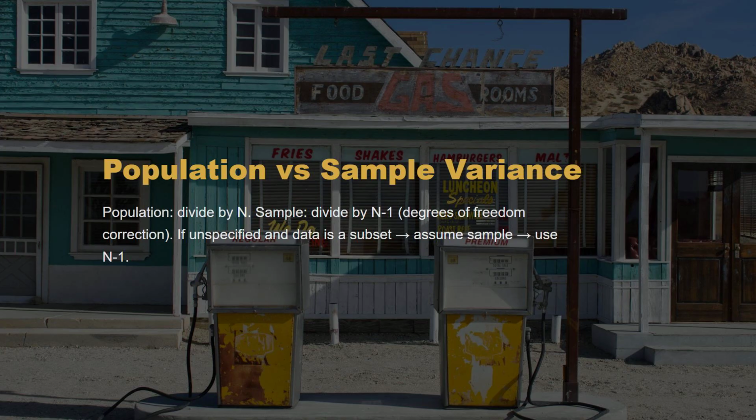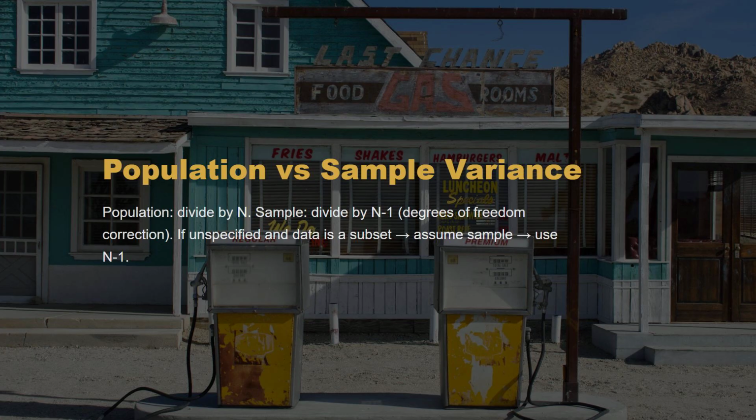N minus 1 is called the degrees of freedom. You had n independent pieces of information, but you used one of them to estimate the mean, leaving n minus 1 for estimating the spread. Exam rule. If they say population, divide by n. If they say sample, divide by n minus 1. If they do not specify and the data is a subset of something larger, assume sample, divide by n minus 1.